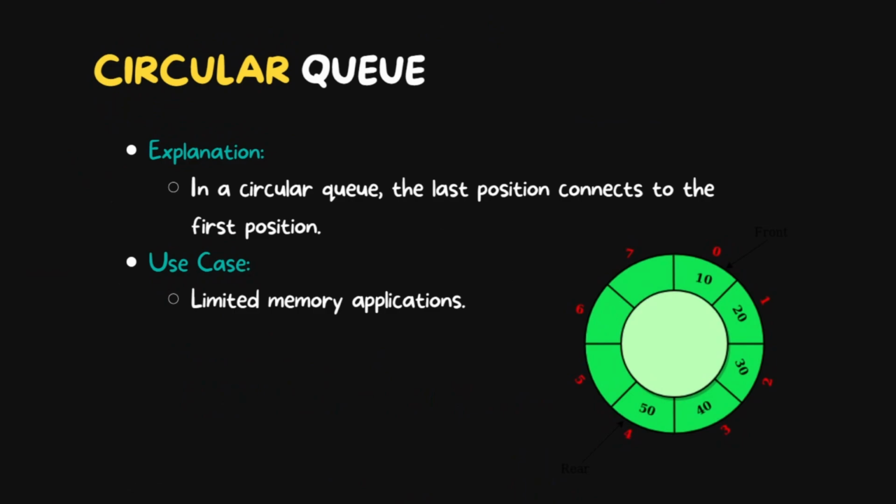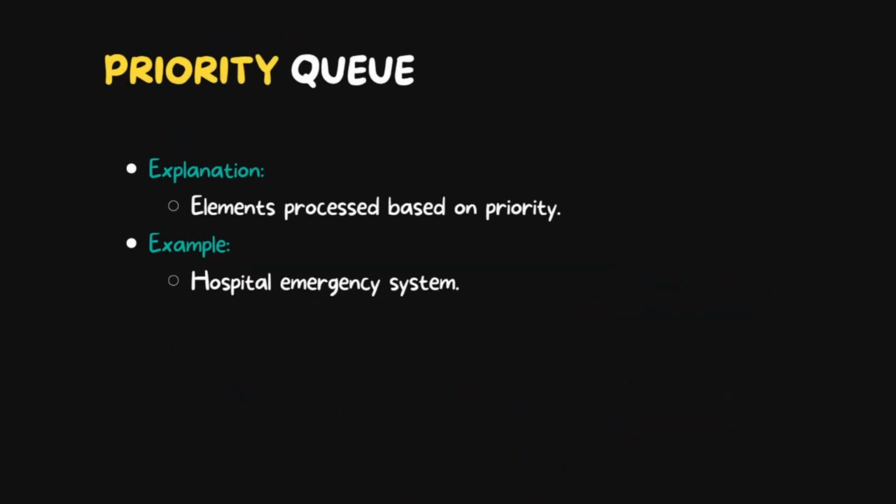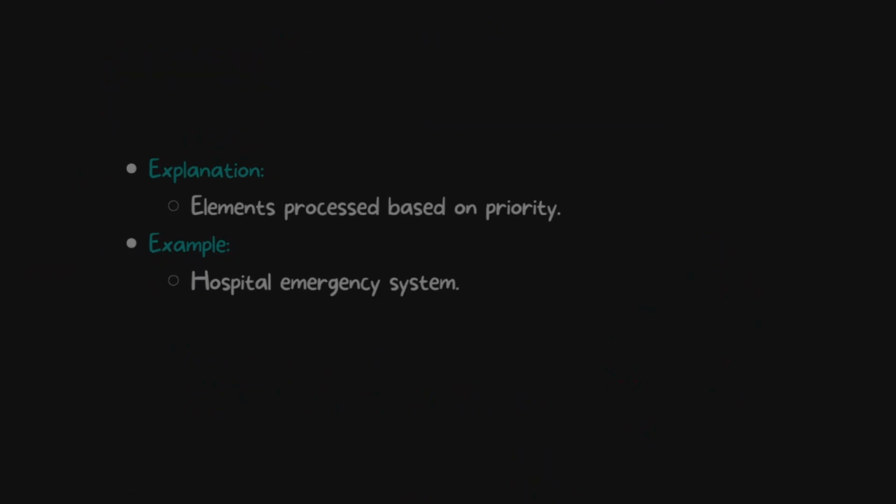In a circular queue, the last position is connected to the first. This design prevents wasted memory by reusing empty spaces at the front. It's like a conveyor belt that loops around. Circular queues are commonly used in buffering and task scheduling. A priority queue processes elements based on their priority rather than order. For instance, in a hospital, patients with critical conditions are treated before others. Priority queues are widely used in algorithms and real world applications like job scheduling.